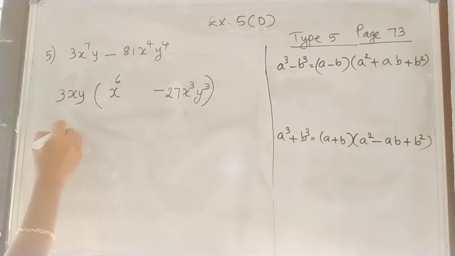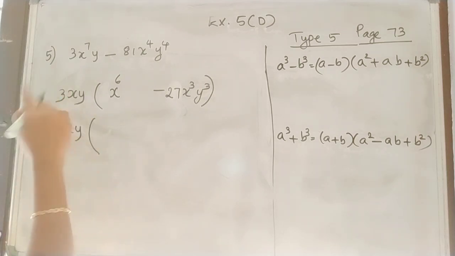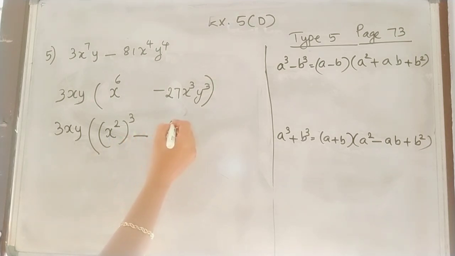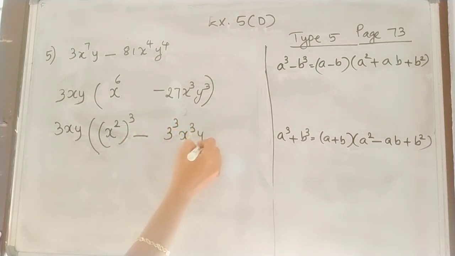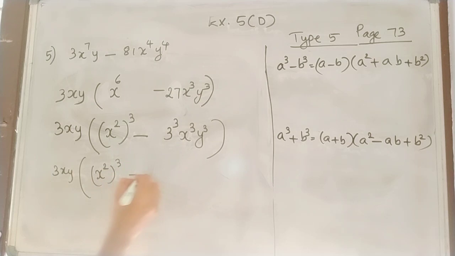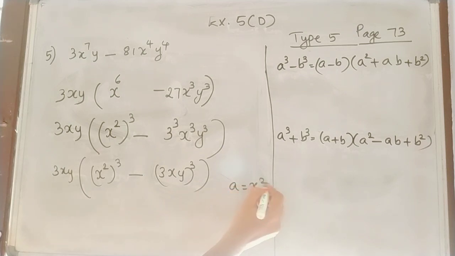Okay, so 3xy. Then same as the previous question, x raised to 6 we can write as x square the whole cube minus 27, we can write as 3 cube, then x cube y cube. Then 3xy into (x square the whole cube minus 3xy the whole cube). Here a is equal to x square and b is equal to 3xy. This is in the form of a cube minus b cube.